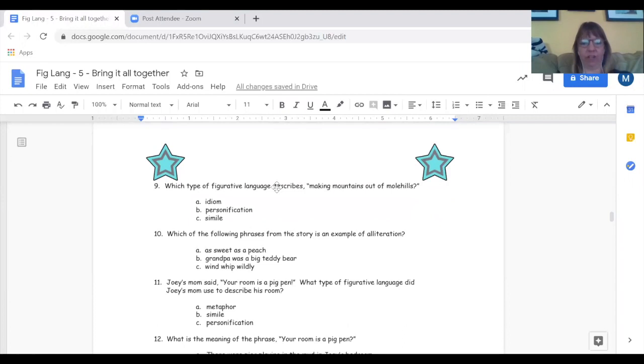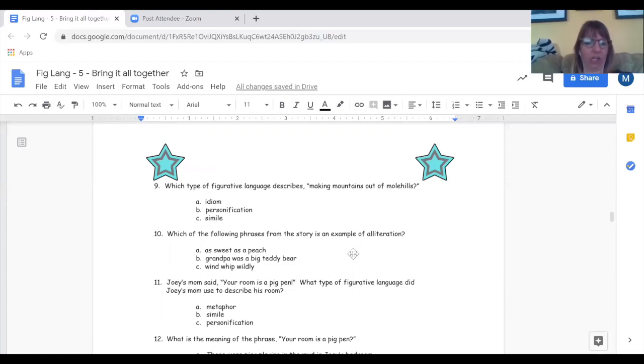All right, so what kind of figurative language is that, making mountains out of molehills? Is that an idiom? Is that a saying that we use? Is it personification, giving it human qualities? Or is it a simile in which it compares two things using like or as? So what do you think, A, B, or C? That's right, it's an idiom. It's a saying that we say. Nobody's actually out there making mountains out of molehills. I'm not sure I've ever actually seen a molehill in my real life.